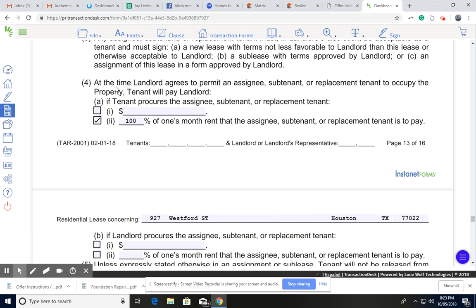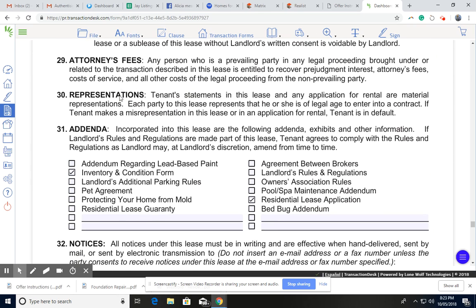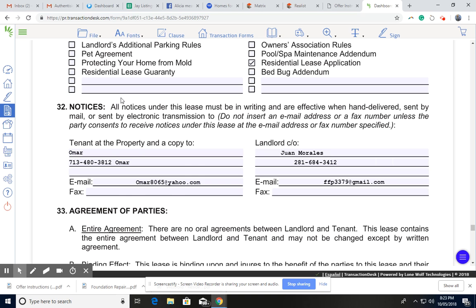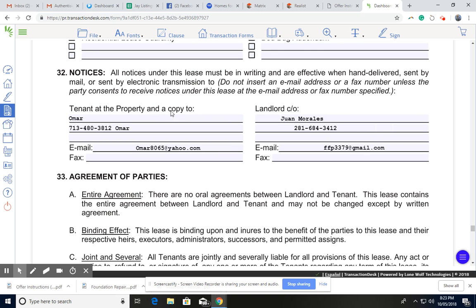So let's assume that the tenant is going to move out or he wants to sublease it in the middle of his contract, he has someone coming in. I'm like, okay, fine, but you still have to pay me 1 month of rent just in case that person replacing you doesn't work out because we don't know them or anything like that. And here obviously tenant at the property and a copy too. That means that the tenant has received this. We'll put his name on there along with his phone number and email if applicable. Landlord, the same thing.